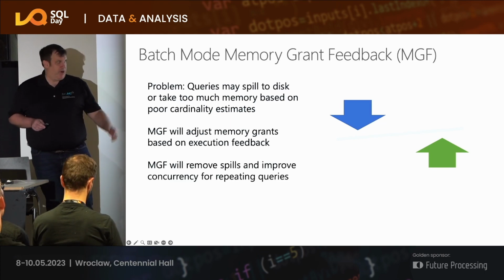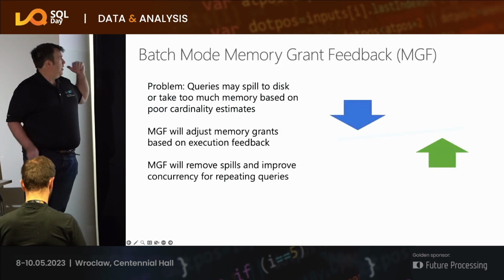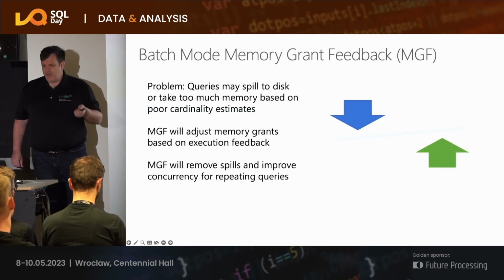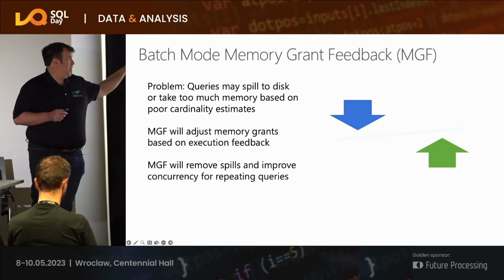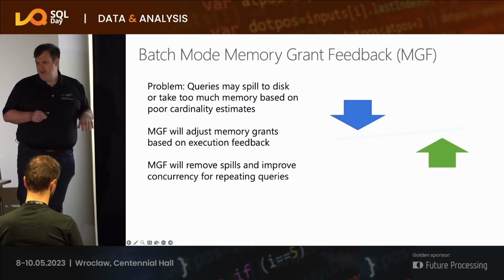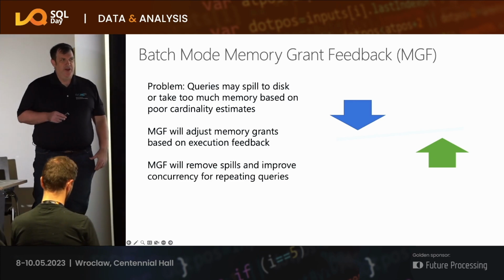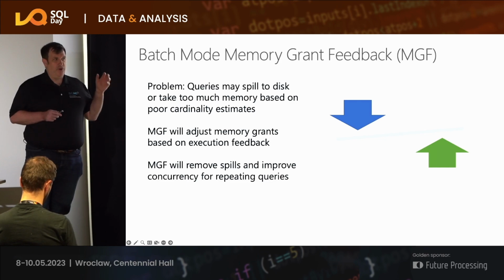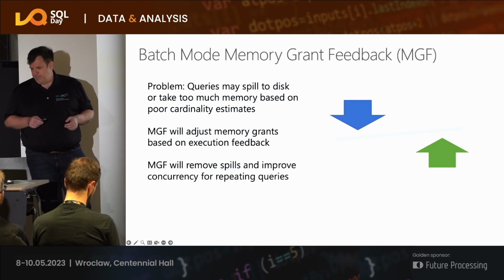So we have a couple of problems. We can either have too much or too little memory. Queries can spill to disk or take too much memory based on cardinality estimates. Memory grant feedback will adjust those based on execution feedback. It will remove spills and improve concurrency for repeating queries. This is not persisted until 2022. Persistence is added in SQL 2022.